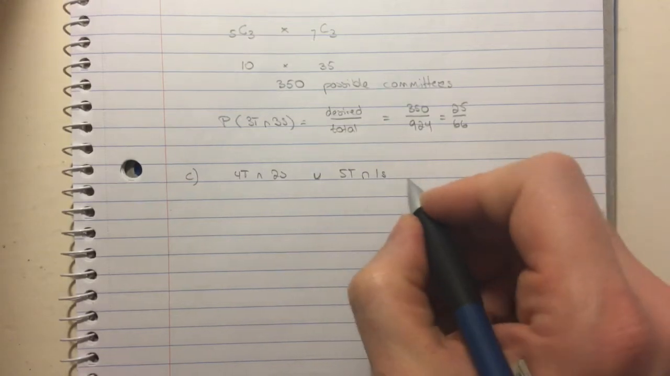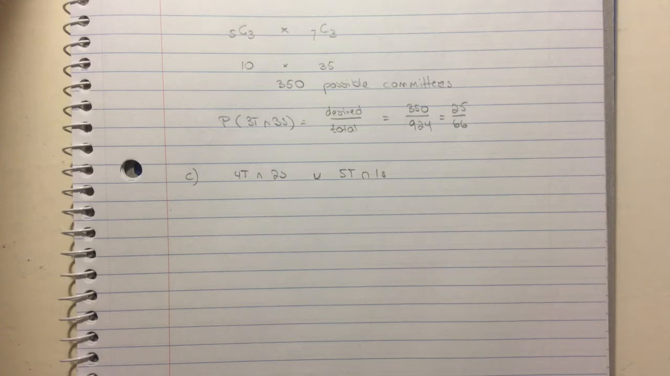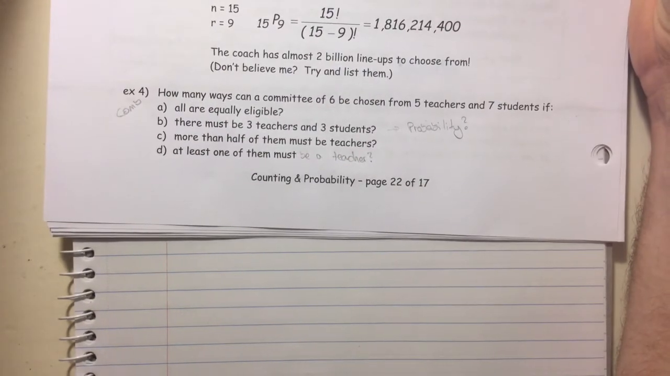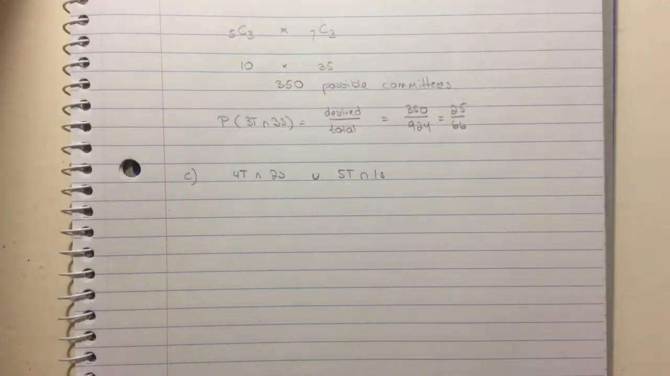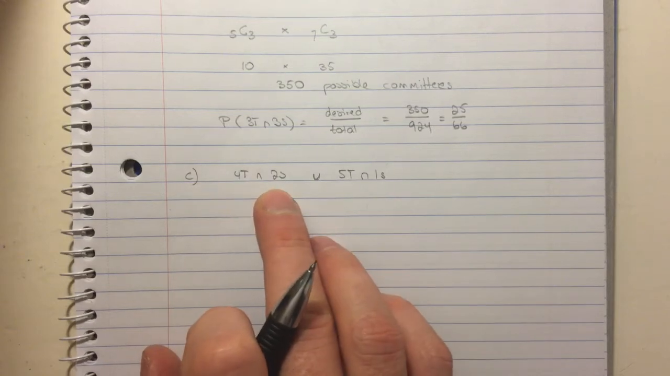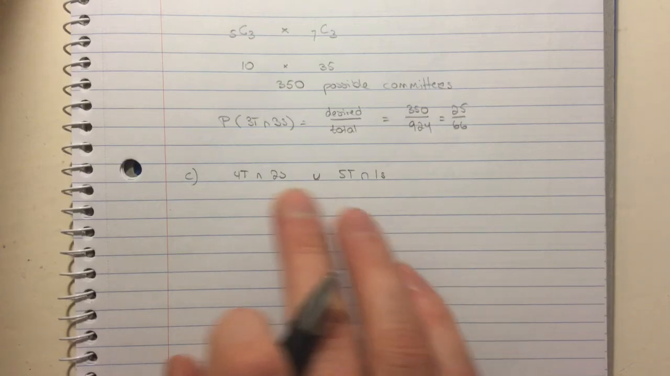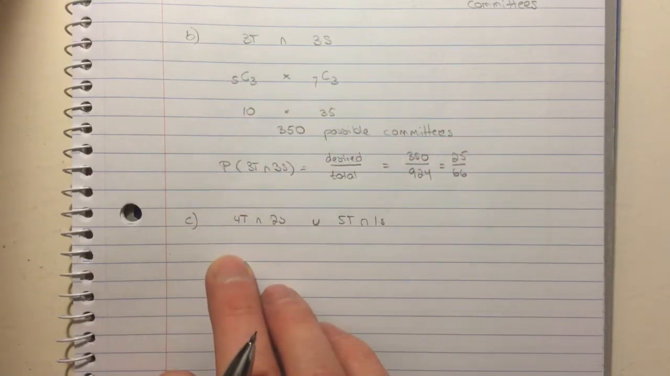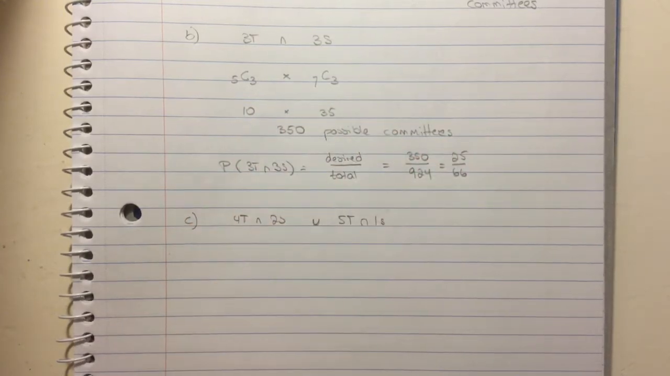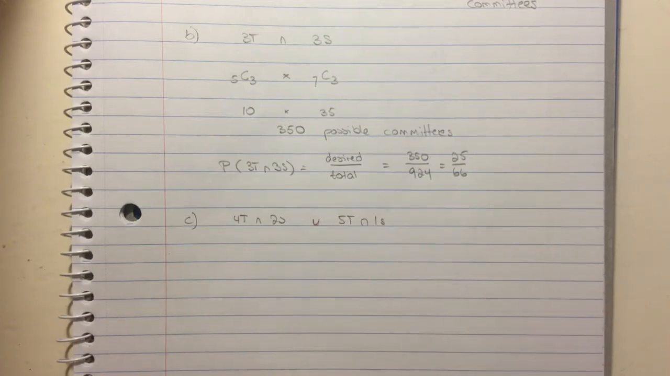Well, the other option could be to have 6 teachers and no students. But hang on, do I have 6 teachers? I don't. And so that is not an option. So the only 2 options that I have are 4 teachers and 2 students, or 5 teachers and 1 student. And so now I can go back and I can use the same method that I've used here. This would be a combination of 4 teachers out of 5, and this would be a combination of 2 students out of 7. Multiply those 2 together, do the same thing here with different numbers, and then add those answers together.